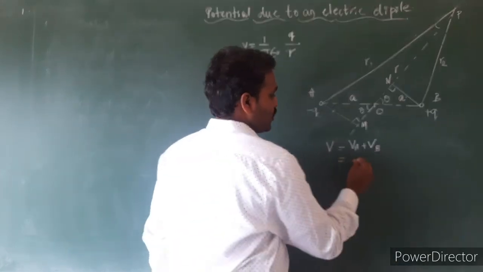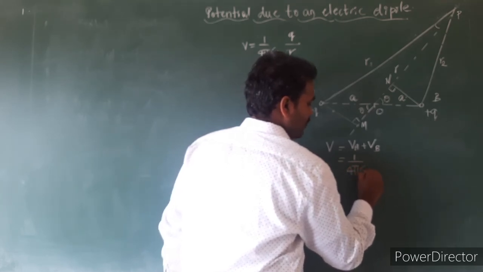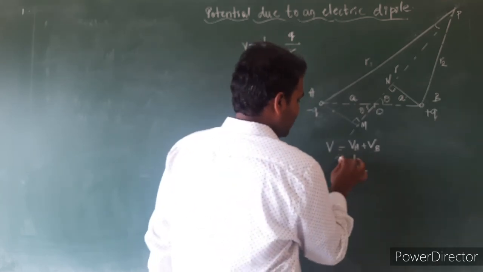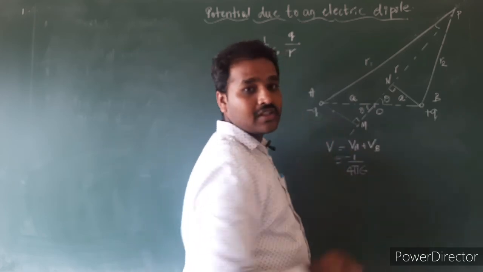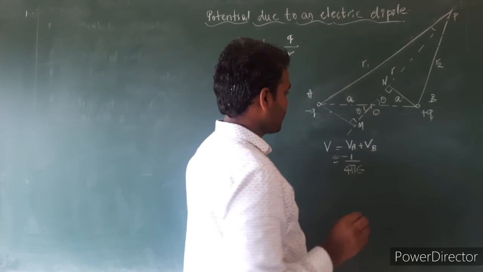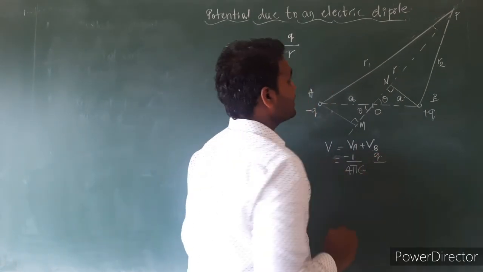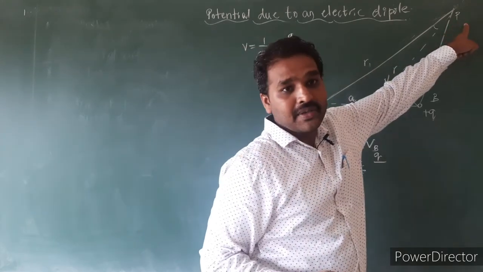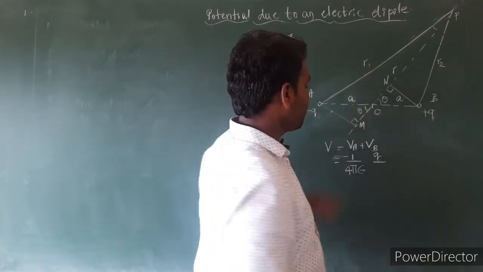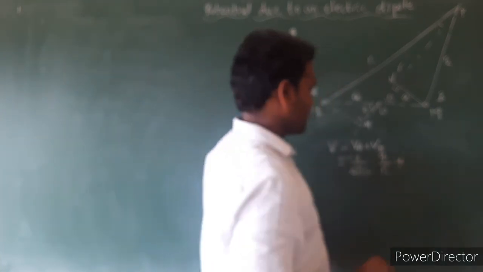In this case, the charge at A is minus q, hence I can write VA is equal to minus 1 divided by 4 pi epsilon naught into q divided by the distance between the point P and this source charge, that is r1.